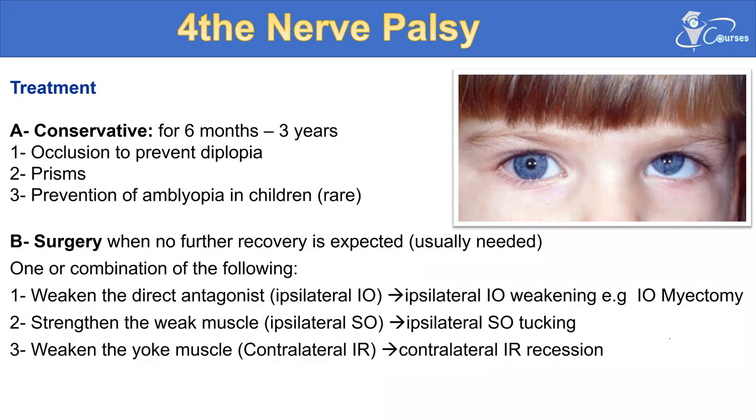Trauma can affect the fourth nerve at its crossing, which is at the dorsum of the midbrain. Due to that, and because the fourth nerve is a long and slender nerve, it is more liable to trauma. So how can we treat the fourth nerve palsy? Again, we observe conservatively for 3 to 6 months.